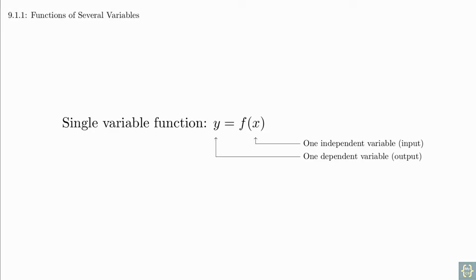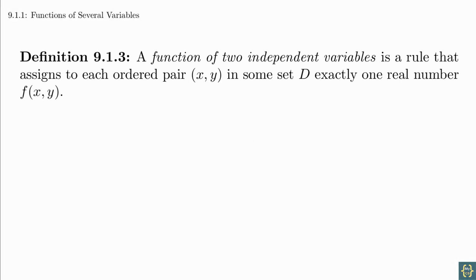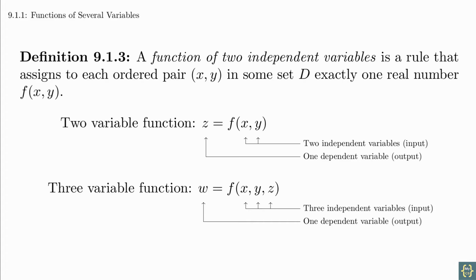Here's the formal definition. Definition: a function f of two independent variables is a rule that assigns to each ordered pair (x, y) in some set D exactly one real number, f of (x, y). There's no reason that we have to stop at just two input variables. We could have three or more independent variables and everything would still work the same. It's just that these are much more difficult to visualize, and so we'll primarily be sticking with two variables.